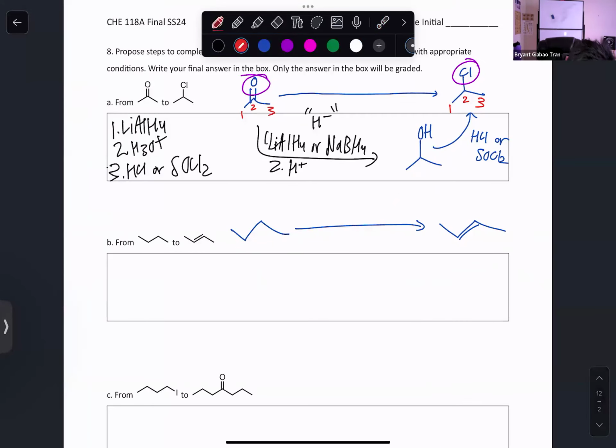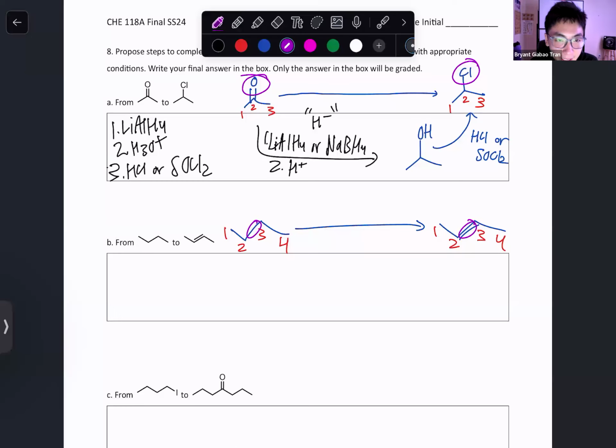So the same process would be figure out the similarities. 1, 2, 3, 4. 1, 2, 3, 4. And then figure out the differences. The differences are like this is a single bond, this is a double bond. What reaction did you guys learn in 118A that makes double bonds, alkenes? Elimination, E2 reaction, right? And what is the reactant that is used for E2 reactions?